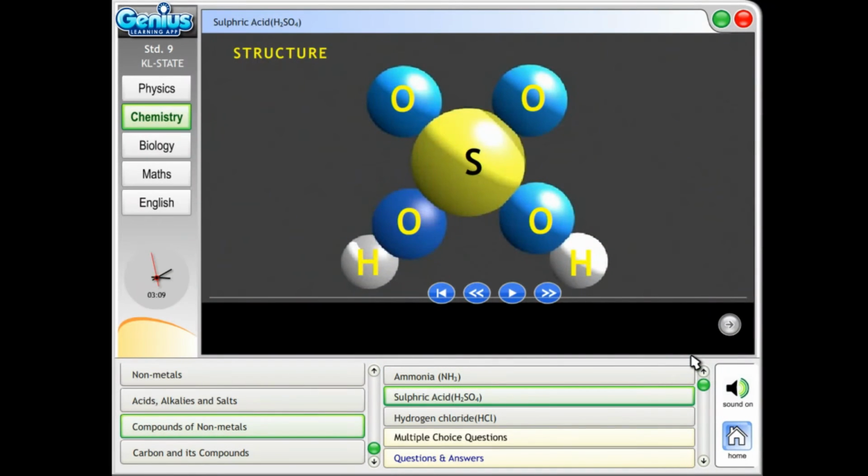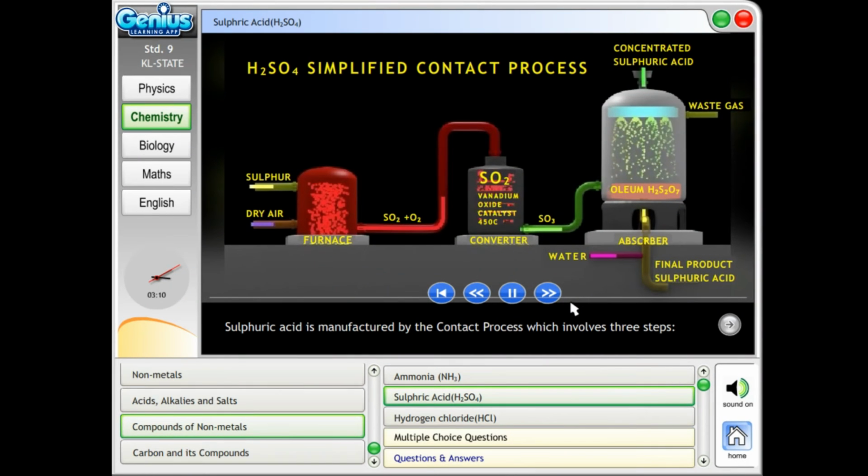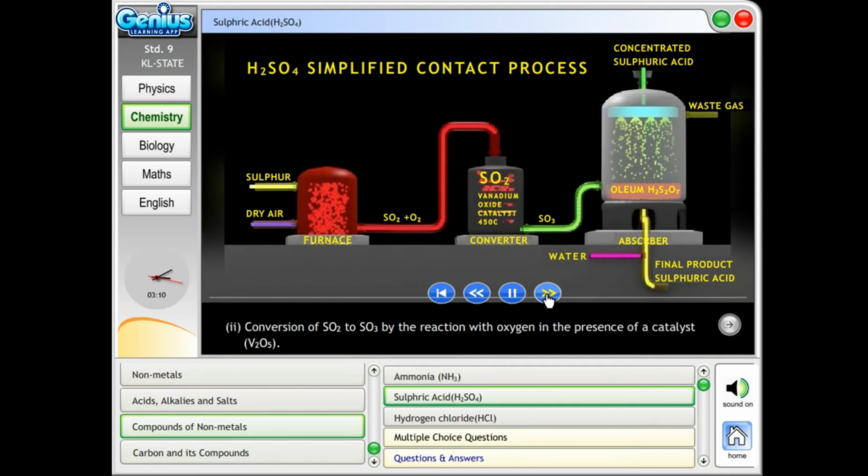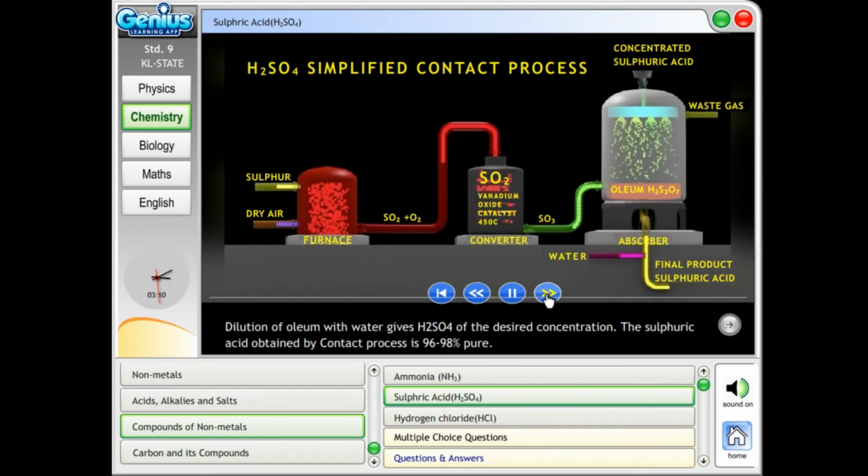Manufacturing of sulfuric acid. Sulfuric acid is manufactured by the contact process, which involves 3 steps. Step 2: conversion of SO2 to SO3 by the reaction with oxygen in the presence of a catalyst, V2O5. Dilution of oleum with water gives H2SO4 of the desired concentration.